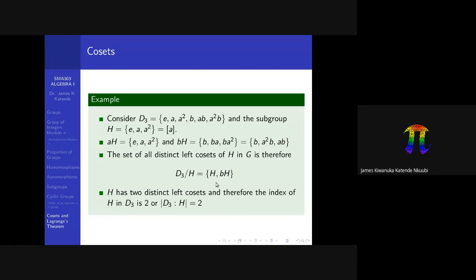Yes. Now that the distinct left cosets of H in D3 are exactly 2, we can now say that the index of H in D3 is 2. Or if you want to use our notation, you use this notation. This simply means the index of H in D3 is equal to 2. And that means the number of distinct left cosets of H is exactly 2. The 2 comes from here, the 2 distinct left cosets. Any questions?